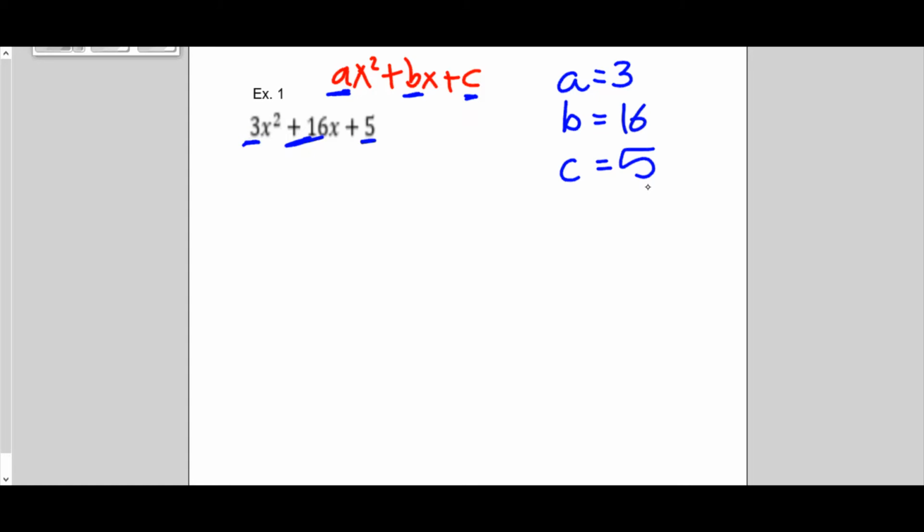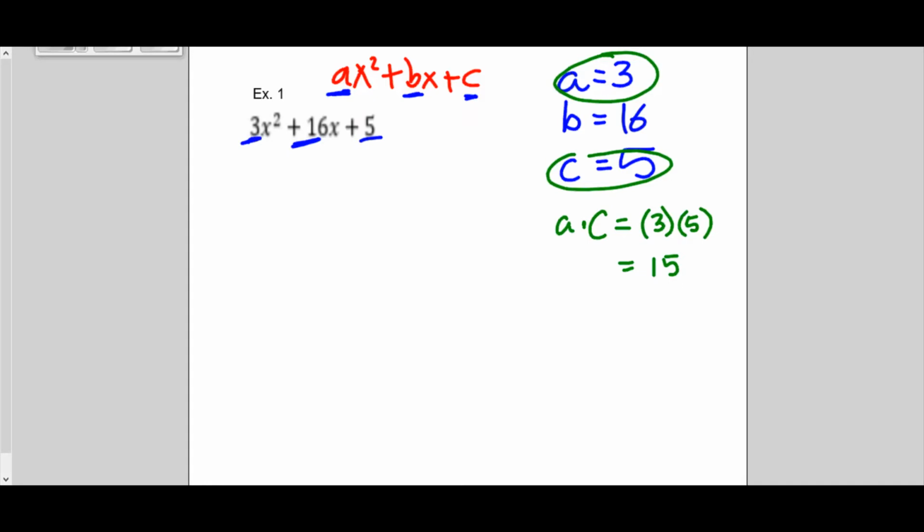Now, if you look back at the steps that you listed there, the first step says multiply a times c. So let's do that. a times c. Well, since we clearly identified it here, I know a is 3 and c is 5. 3 times 5 is just 15. So this here was your step 1. Your step 2 is now we're going to find the factors of 15 that add up to be our b value. Our b here is 16.